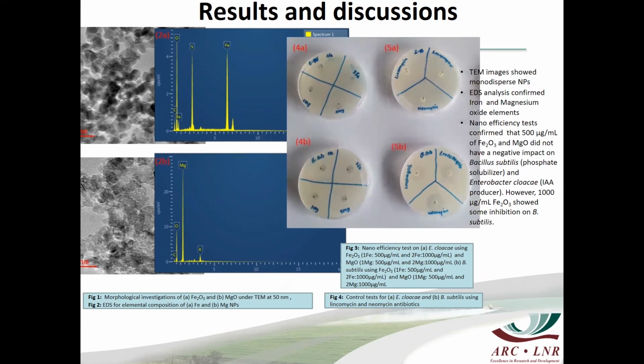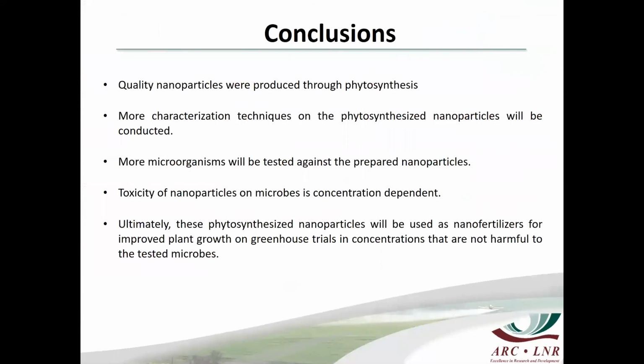The nano-efficacy test confirmed that lower concentrations of both nanoparticles did not have an impact on the growth of selected microbes. However, increased concentrations of iron inhibited the growth of Bacillus. In conclusion, quality nanoparticles were produced through phytosynthesis.